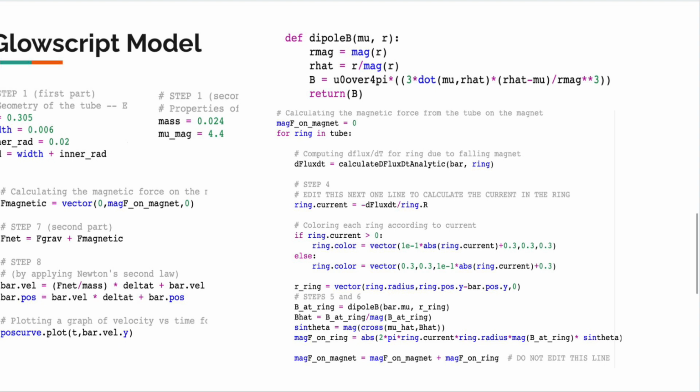For the GlowScript model, we had to start by entering in the initial values, including the length, width, radius, mass, and magnetic dipole moment of the tube. Then we had to calculate the magnetic field of the bar magnet, then calculate the magnetic flux, then calculate the current in the ring, then compute the B field at each ring, then use those values to calculate the net force on the magnet. Then we had to update the velocity and position vectors in order to plot the time and velocity graph.